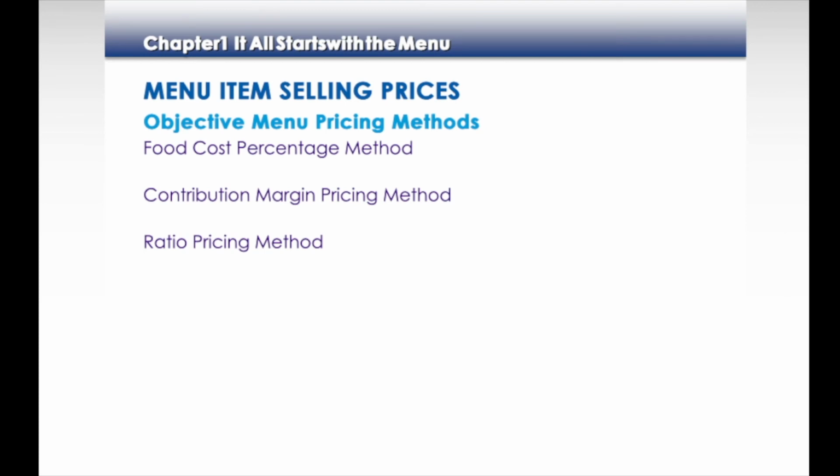So we add those two together. We take labor cost plus food cost, and then we divide it by the target labor cost percent and the target food cost percent, or the target prime percent. So we take our prime cost in dollars divided by our prime cost in percentage, and that's going to give us a sale price.